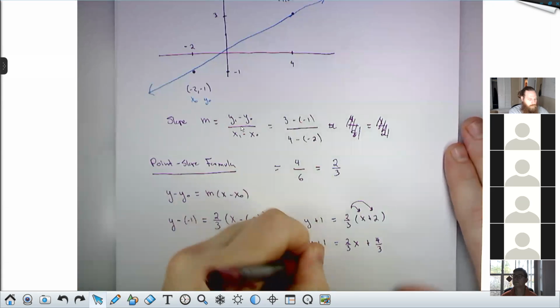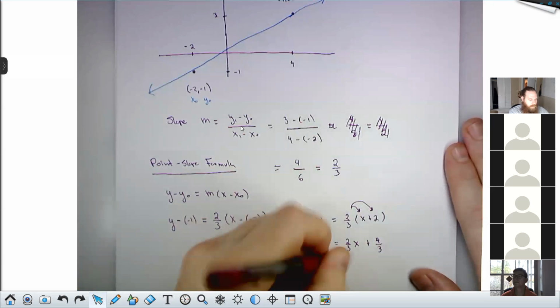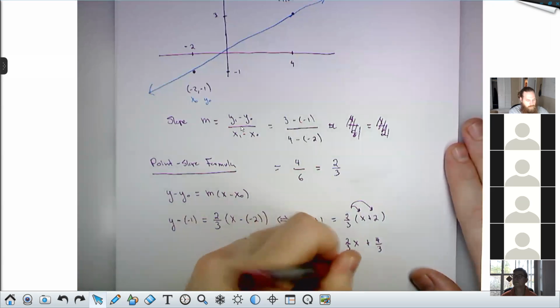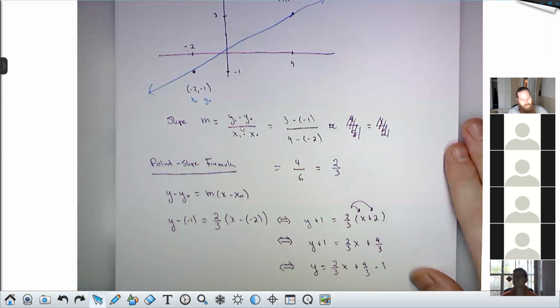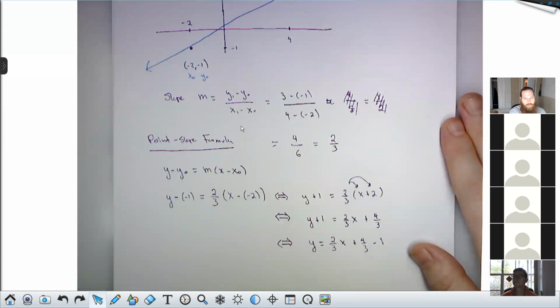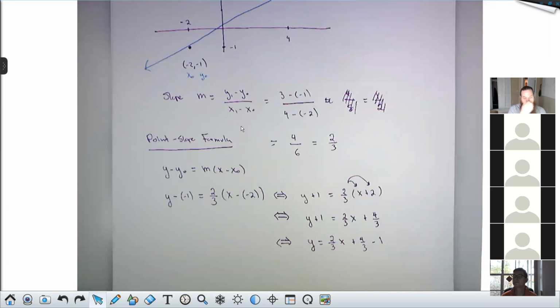And then I can subtract 1 from both sides. So I get y equals 2/3 x plus 4/3 minus 1. And again, practicing with fractions is something that we're just going to have to grapple with in this class. So I encourage you guys to put down the calculator when it comes to doing these little things and see if you can't just reason your way through them.